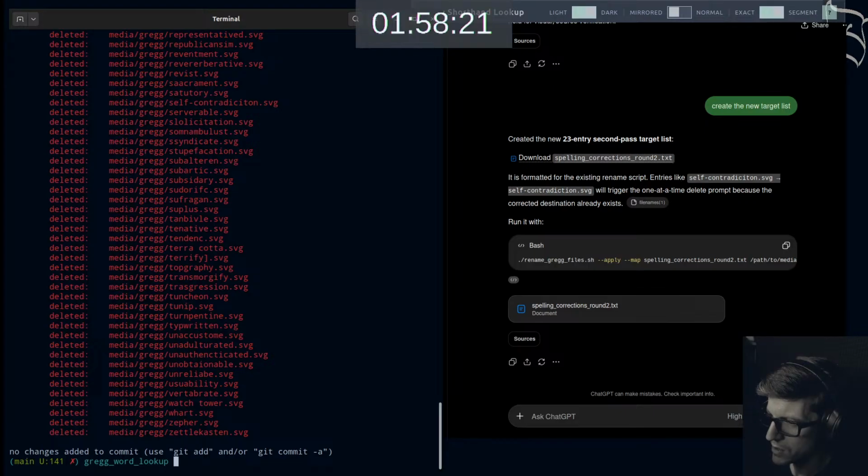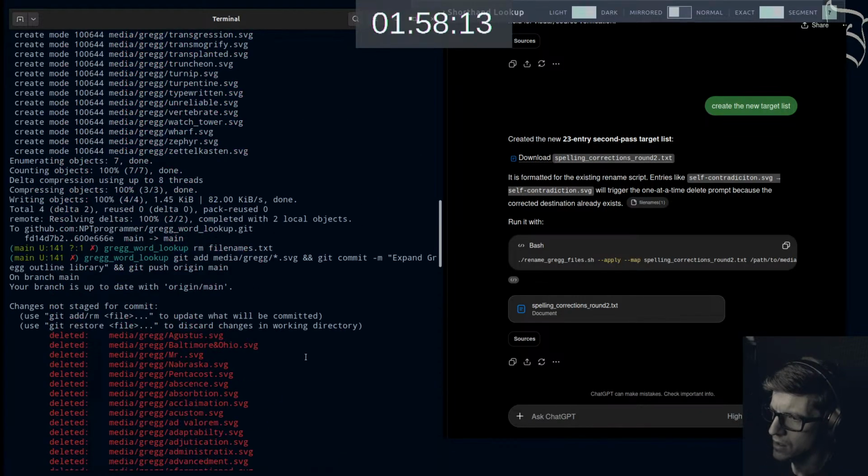Yep, all of those were deleted. So what was the command to use? Git restore, add, remove, to update what will be committed? This would be to update what will be committed. Your branch is up to date.